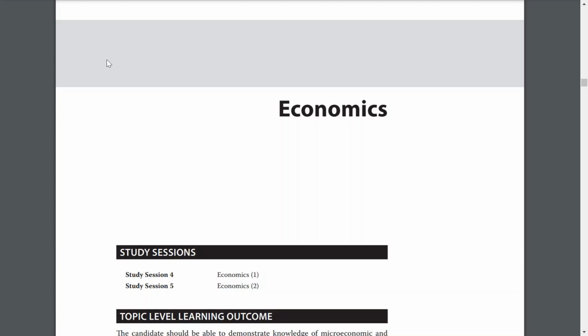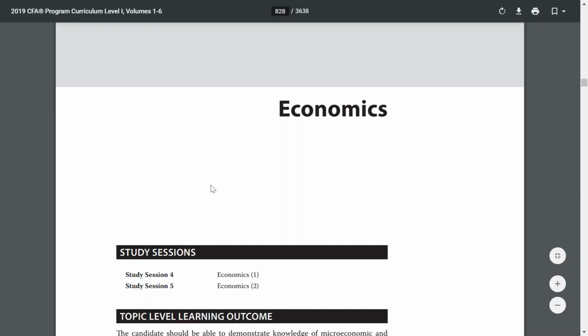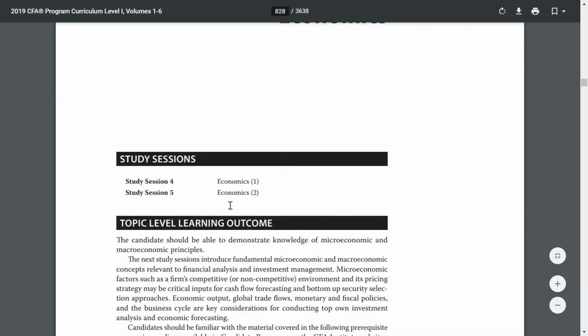All right, moving now into our next section of the CFA Level 1 program curriculum readings, now on the unit of economics. Economics is one of the major unit topics in our CFA Level 1 program curriculum, and we're just going to start commencing the reading for economics. So we're going to have a total of 2 study sessions, Economics 1 and Economics 2, each with their own individual readings. Topic level learning outcomes.